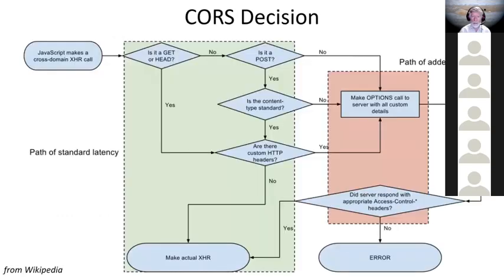Okay, here's basically how CORS works. I don't know if you can read this, but I stole this nice diagram from Wikipedia. Say, starting in the upper left-hand corner, you're going to make an XML HTTP request. The first thing is, are we using a get or head verb? The get just gets information from that website. If that's a yes, then it asks, do you have any additional headers?